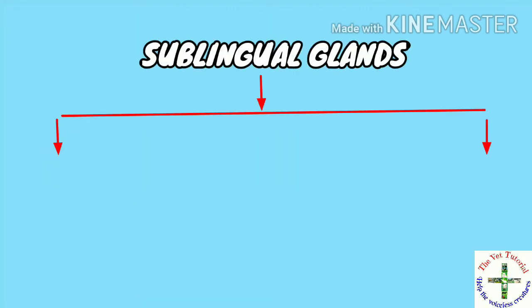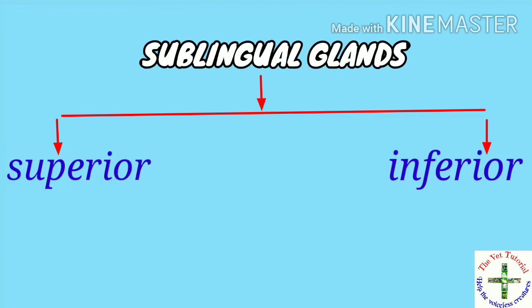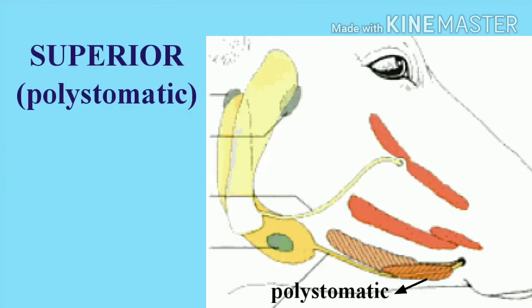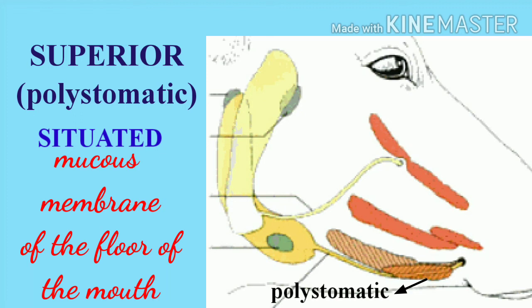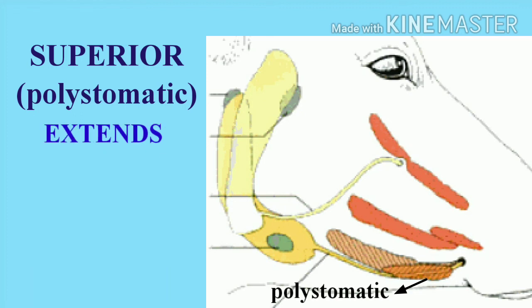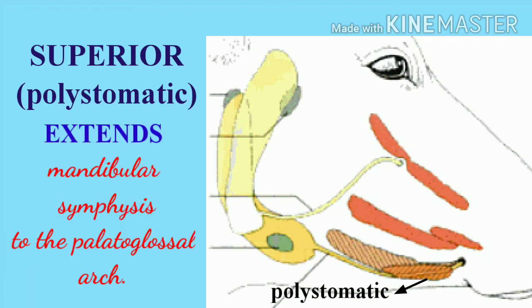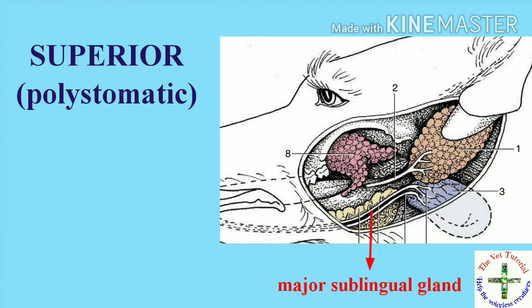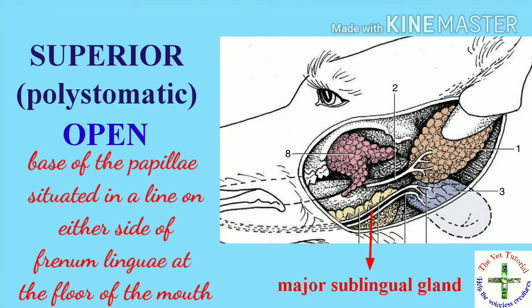Then let's study about the sublingual gland. It has two parts. First is superior and second is inferior. Let's first study about the superior, or we can say polystomatic gland. It is lobulated and its color is pale yellow and is situated under the mucous membrane of the floor of the mouth, and it extends from the mandibular symphysis to the palatoglossal arch. Its numerous ducts open at the base of the papillae situated in a line on either side of the frenum linguae at the floor of the mouth.